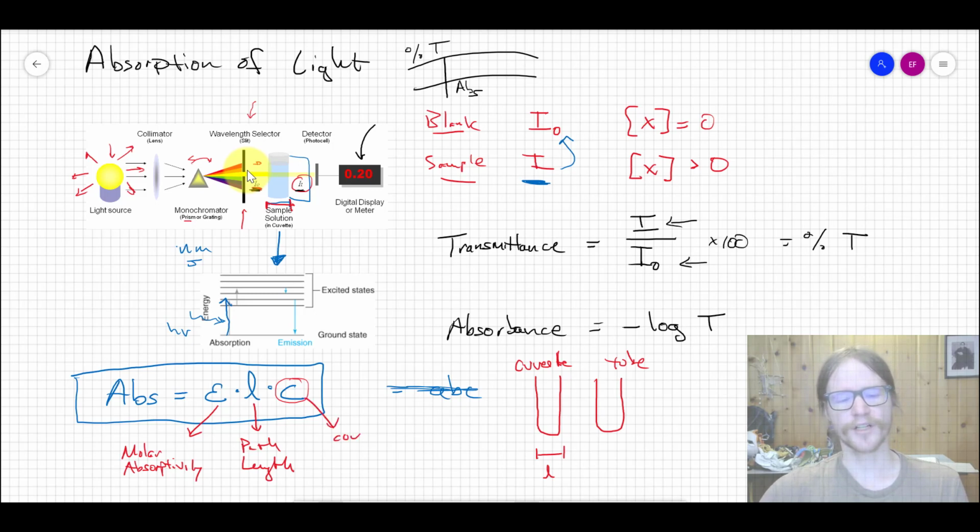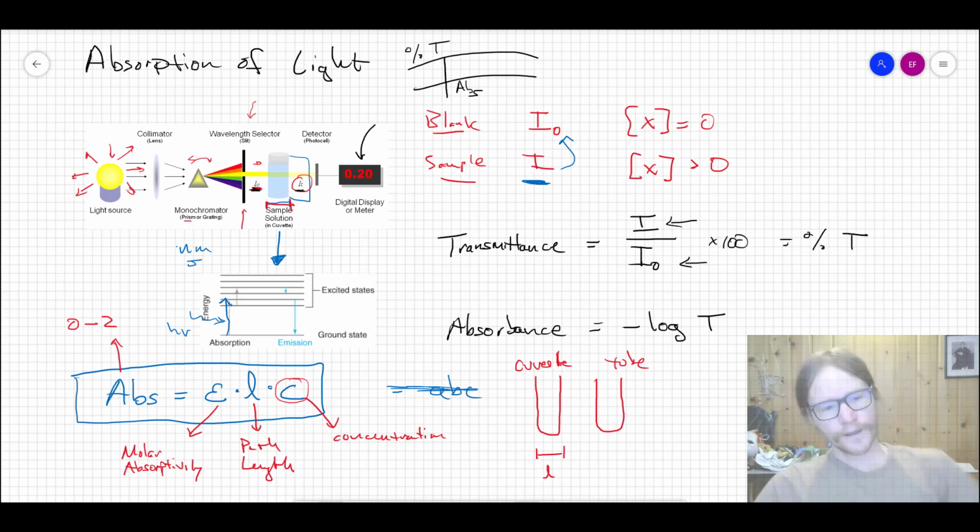And then C, of course, is the concentration of the analyte. Again, this functional relationship between absorption and concentration typically holds on most hardware spectrophotometers in the region of 0 to 2, and sometimes up to 3, depending on the specific detector that you're using for a system.